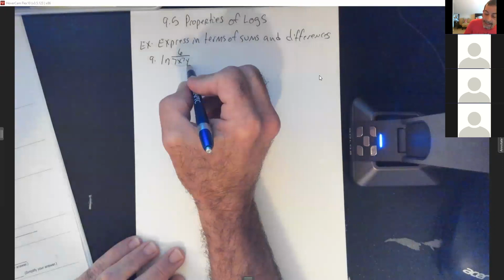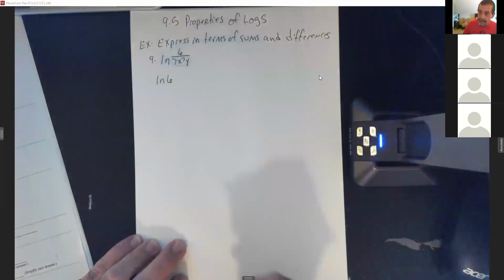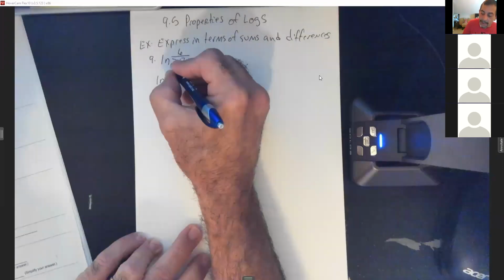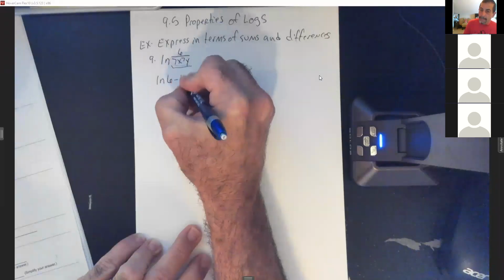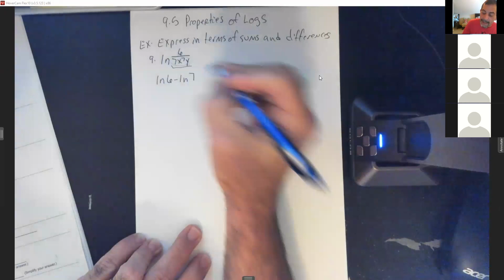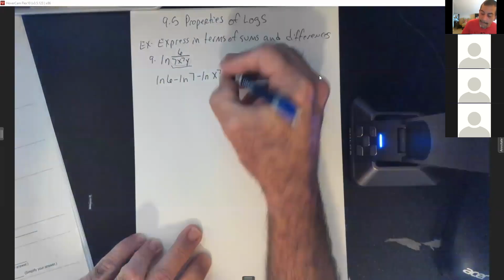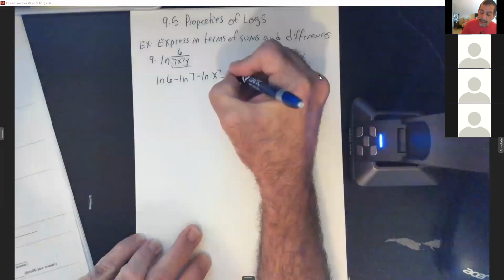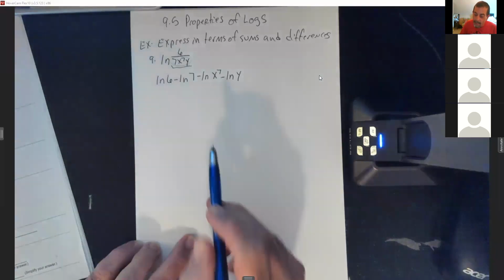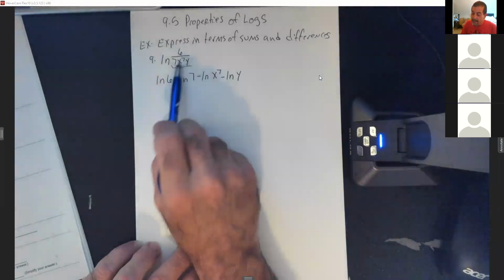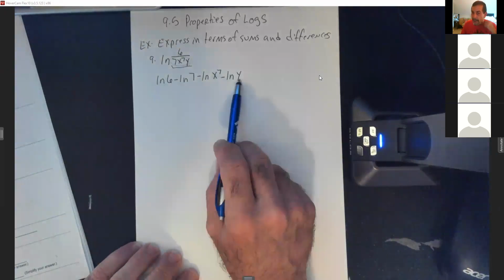So I'm going to rewrite this as ln of 6. So it was on top, it's going to stay positive. Everything else was on bottom, so that's going to give me minus ln of 7 minus the ln of x to the 7th minus the ln of the y. So our first move was to rewrite it from the fraction into the linear equation with the ln distributed.